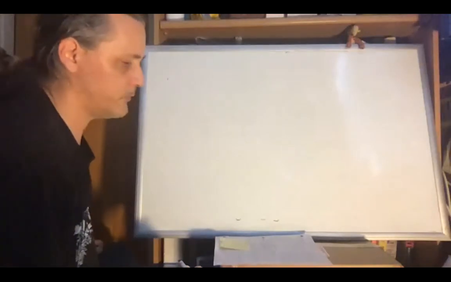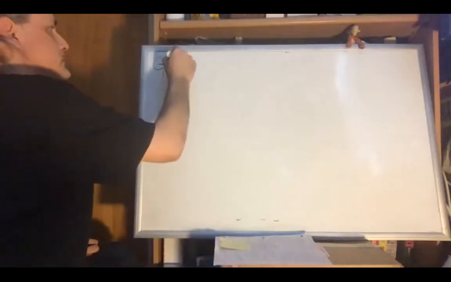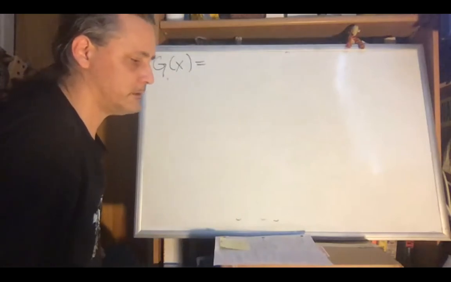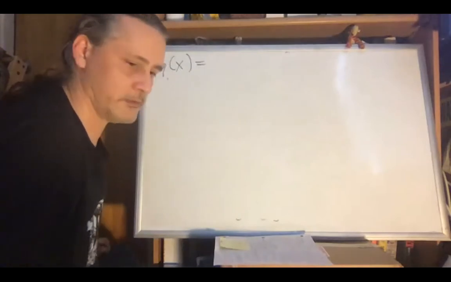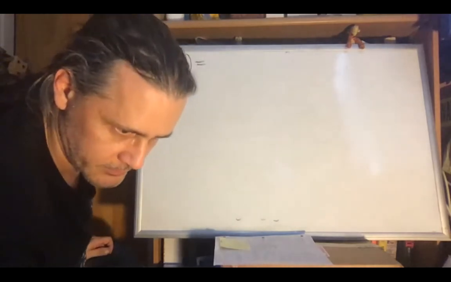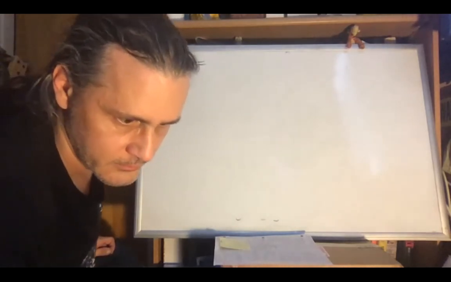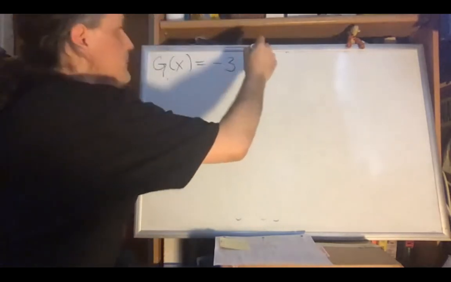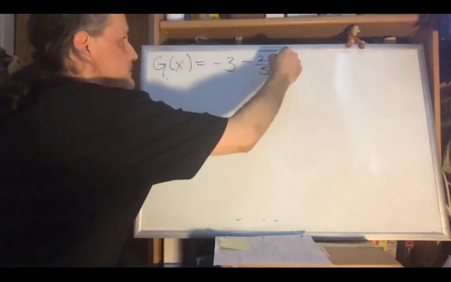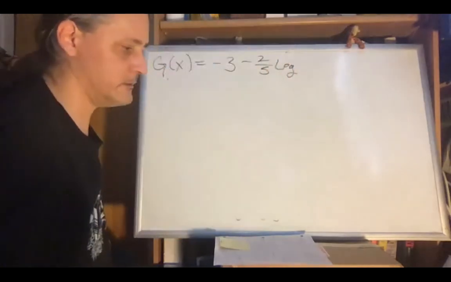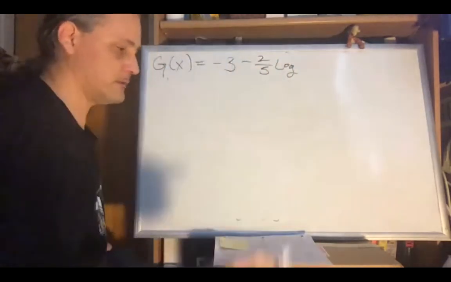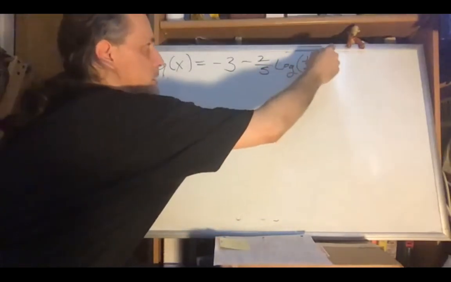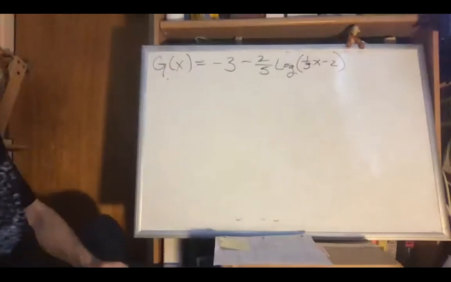All right, so then we got the g function, and this time we're going to rearrange the logarithmic function. And so let me make sure I got the right one. I thought I wrote it down. Let me just double check, y'all. All right, yeah, I thought so. Okay, so -3 minus 2/5, and then log, and then the expression for the domain in the log would be 1/3 x minus 2. Okay, so that's what we got.